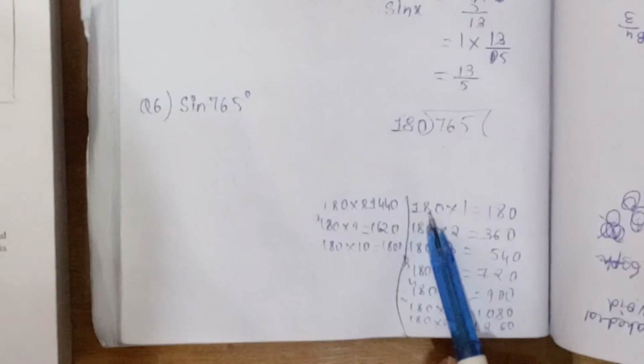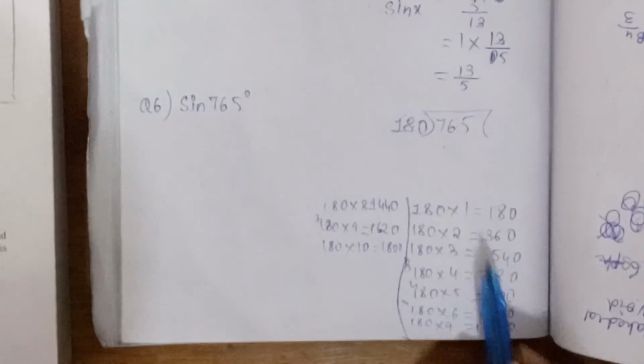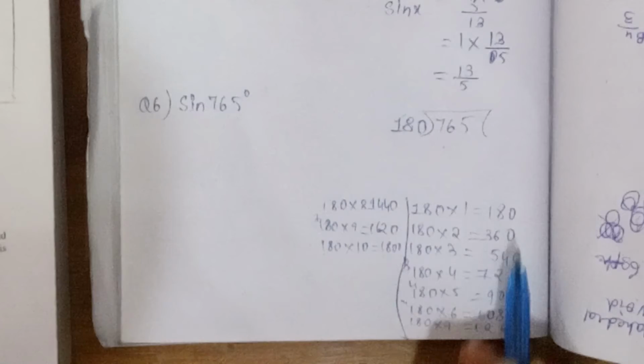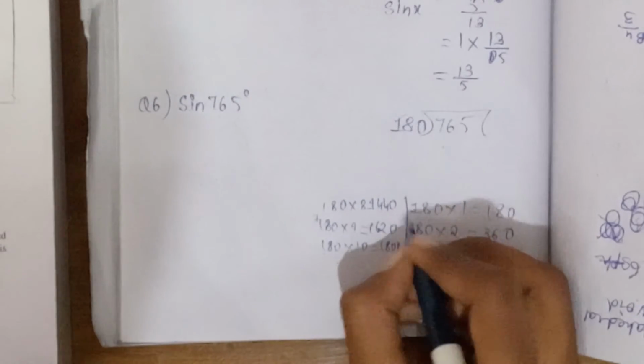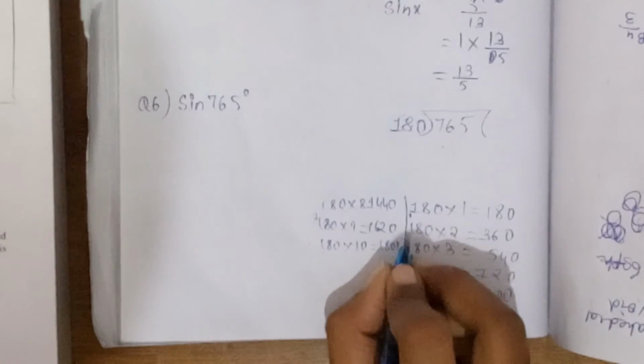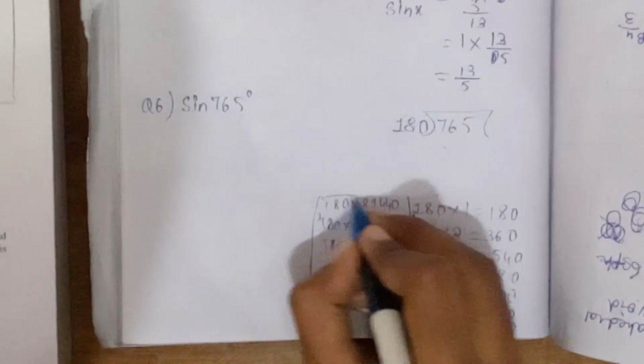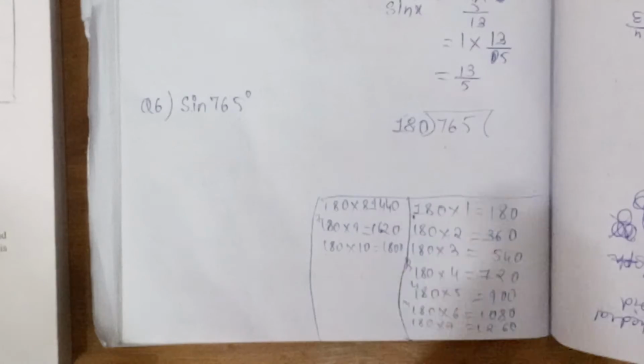See, 180 into 1 is 180, as you all know. So you have to multiply here only. Fast, have it. See, 2 into 0 is 0. 2 8s are 16, 1 carry 6. 2 1s are 2, 2 plus 1 is 3. Like that, you have to multiply and write, okay. So most of you all know division.